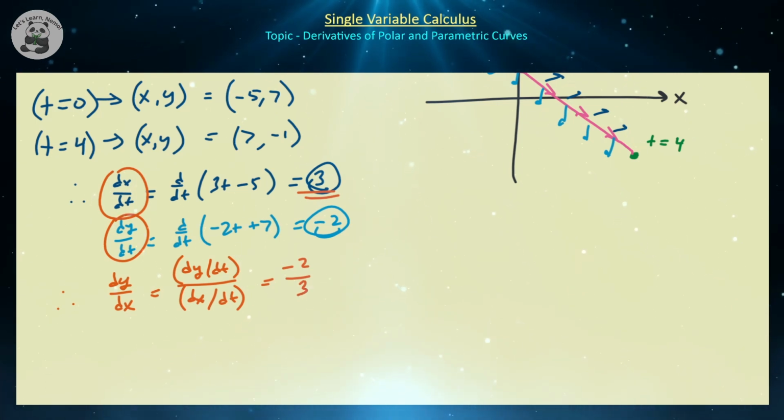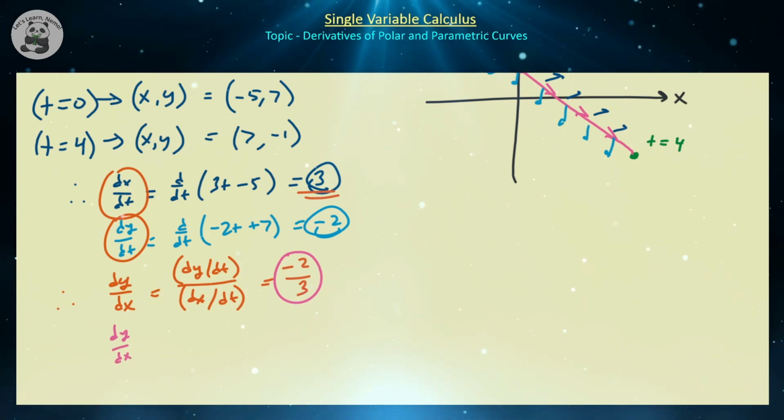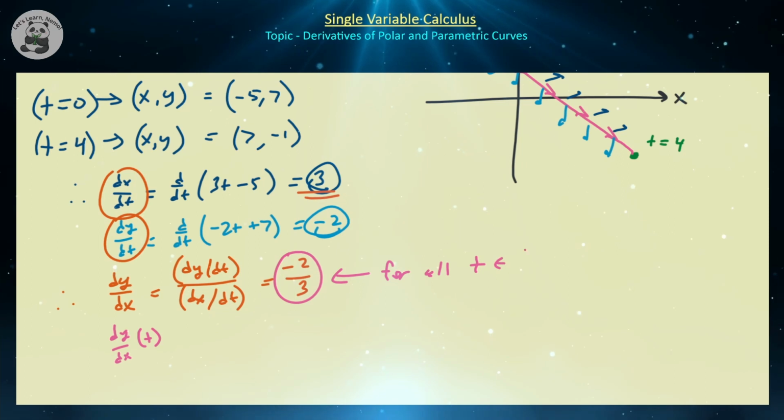So dy/dx at all points in time, because keep in mind, dy/dx is a function of time, not x, not y, at least not necessarily, right? So it is equal to minus 2 over 3 for all time t, at least for all time t within our domain, which means as you slightly move to the right, we will also be moving downwards, right? Which is the original Cartesian interpretation of our line.